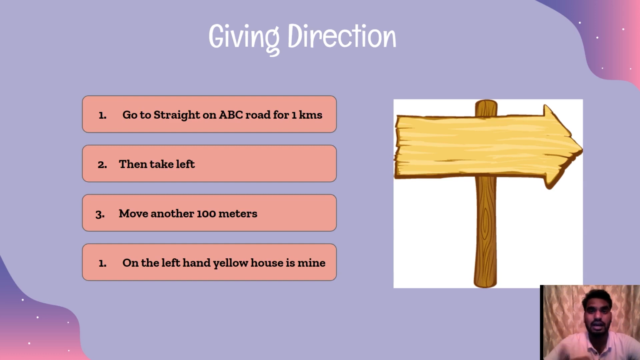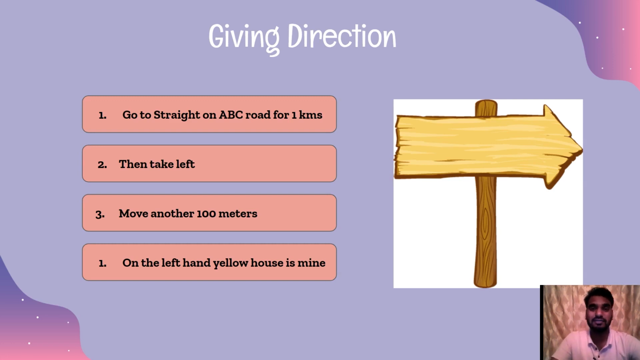First of all, suppose you are standing somewhere and someone asks you where your home is, or where your house is. Then you reply to them. So how do you give the instruction? Suppose I give the instruction for my home: you have to go straight on ABC road for 1 kilometer. Then you have to take a left and move 100 meters in the same way, and then on the left side the yellow house which you will see, that house is mine. Okay, so this is a step by step instruction, and by following these instructions, the person who is asking for the address of your house can reach it very easily.